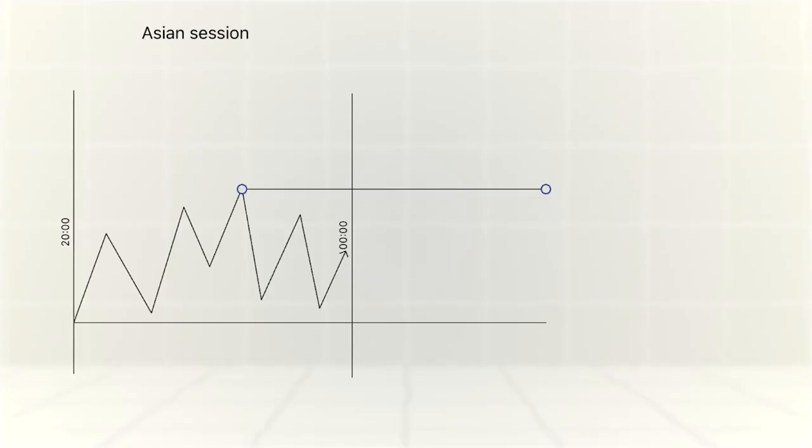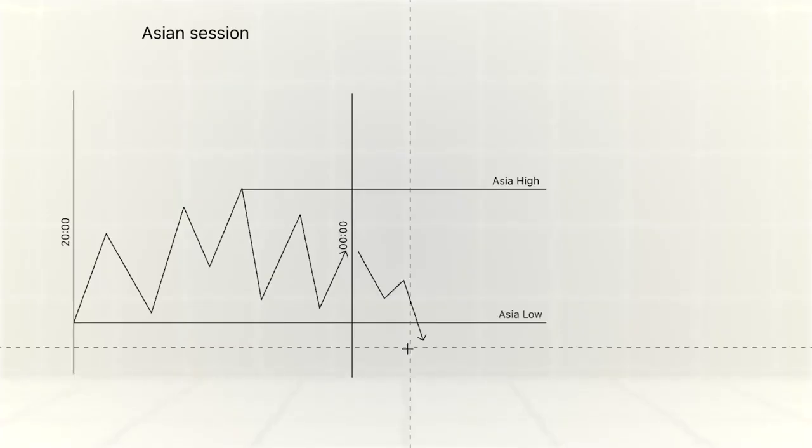Asia can move however it wants, but once the clock hits midnight New York time, we will go ahead and mark out the Asian high and the Asian low. This time, we will wait for price to take either side of the range. In this example, we are waiting for the market to take out the Asian low. Once the Asian low is taken, our bias for the day shifts to bearish, not bullish.